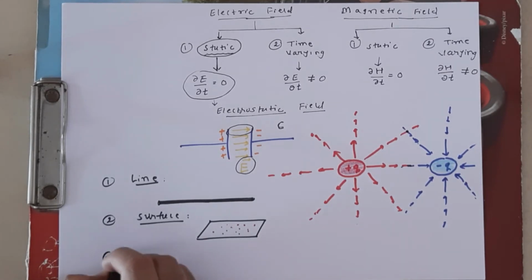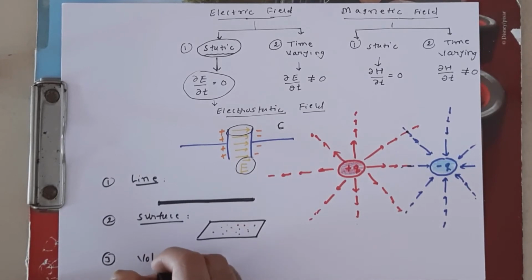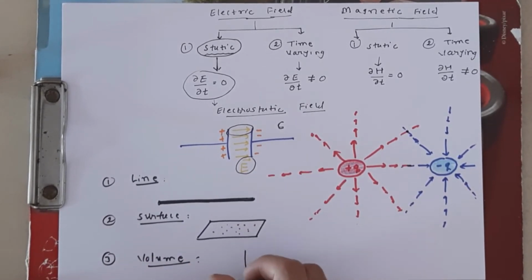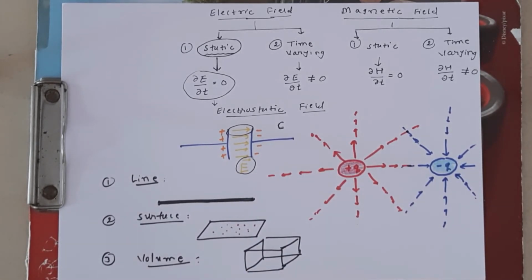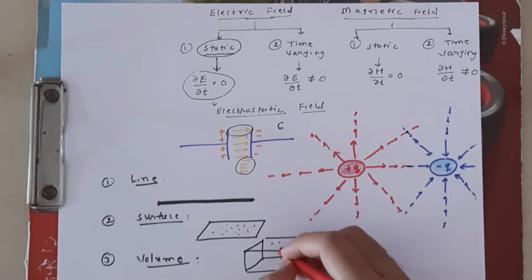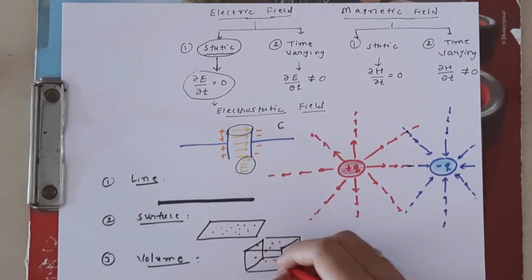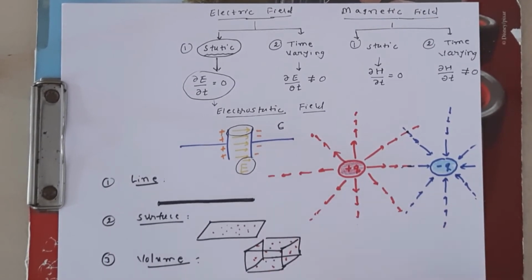And the last case is volume. You can consider one cube, a simple cube that has a volume. Here also an infinite amount of positive or infinite amount of negative charge is present inside the cube or on the surface of the cube, and all the charges generate an electric field.